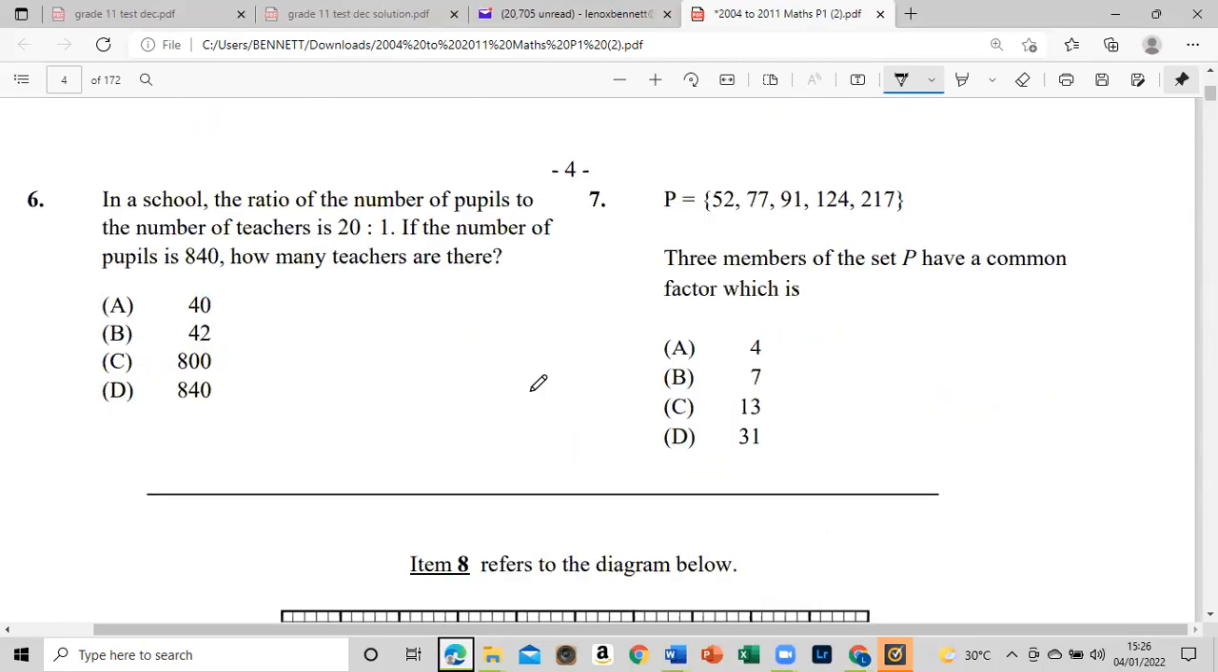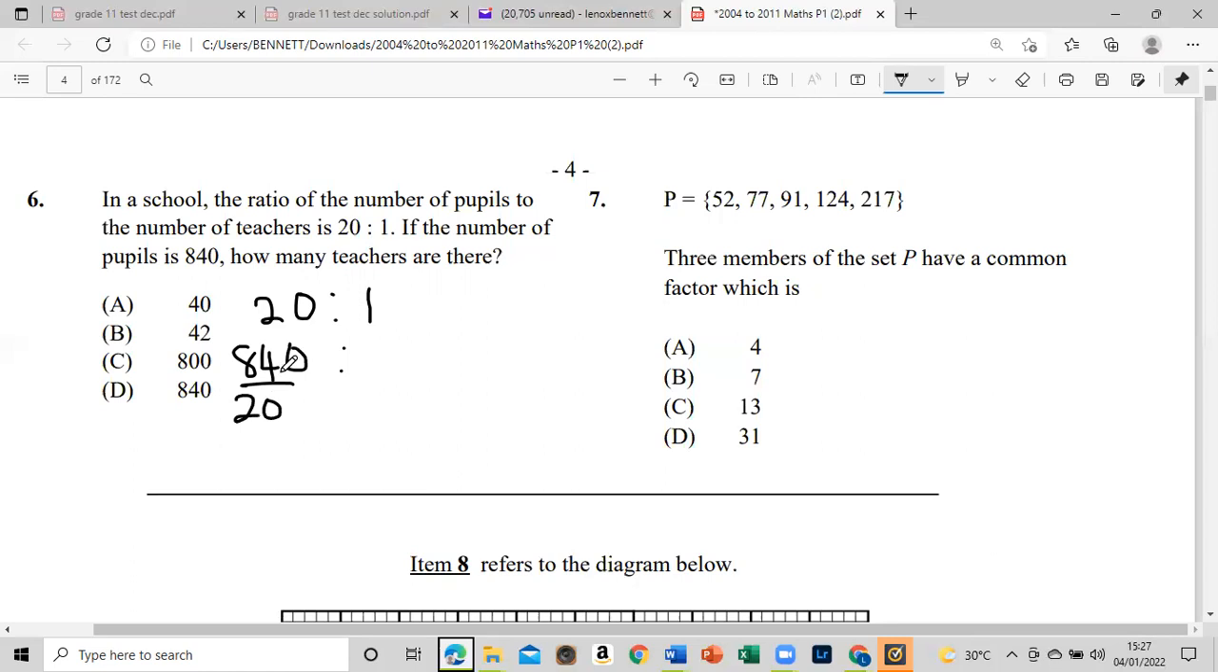In a school, the ratio of the number of pupils to the number of teachers is 20 to 1. If the number of pupils is 840, how many teachers are there? So I could just write what I'm given. So we have 20 to 1. What this means is, for every 20 students, there is 1 teacher. So if you have 840, each teacher has 20 students. That's one way you can look at it. So we divide this by 20, and that will be our answer.